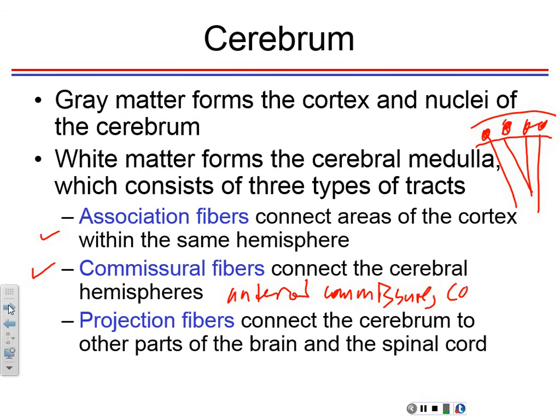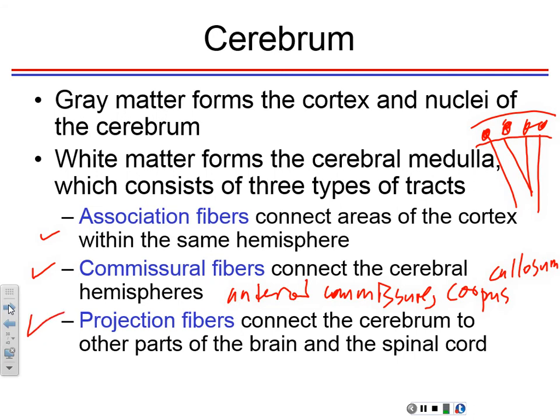The major part is the corpus callosum. In fact, it has almost 300 million tracts or nerve fibers between the left and right. So it's like the whole population of the US crisscrossing from this side of the brain to that side. That's all in the corpus callosum, which is very white because it has these myelinated axons connecting the two sides. So that's commissural.